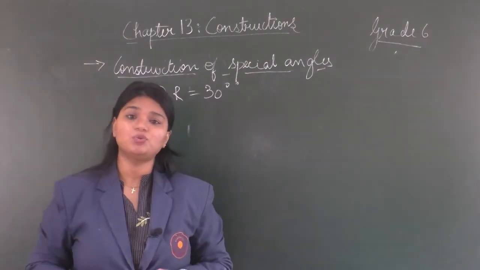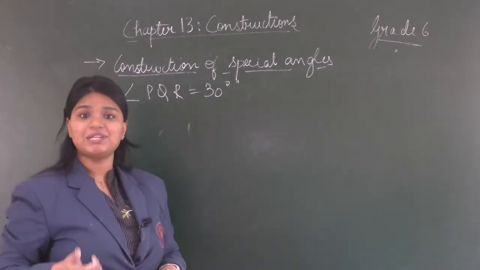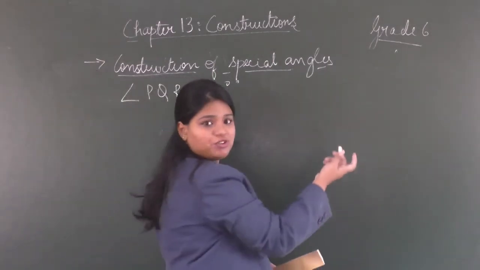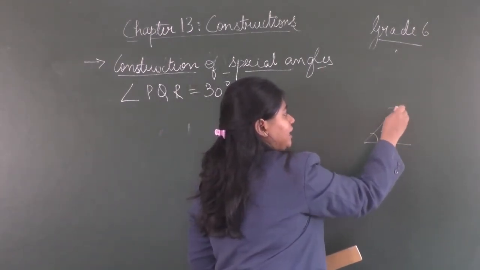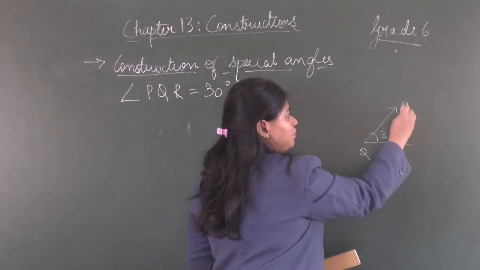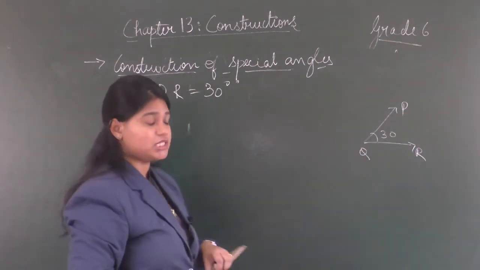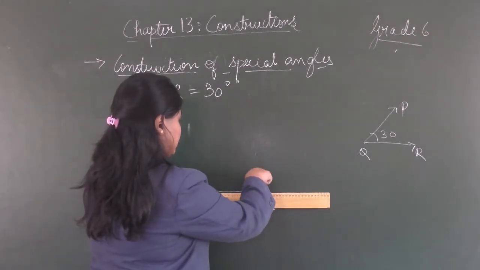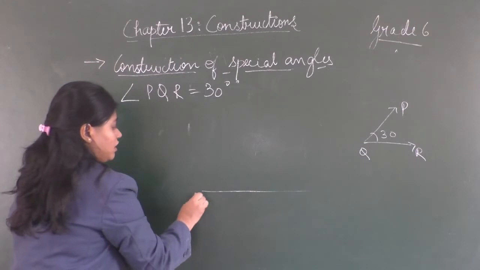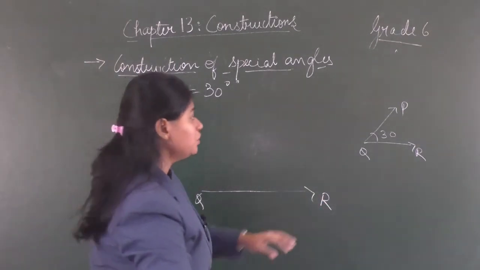Now let's learn how to construct an angle equals to 30 degree. Now 30 degree is an acute angle. So we will draw a rough sketch of it. So this is 30 degree, an angle PQR. So first I will draw the base arm, that is QR, using the ruler. So this is QR.